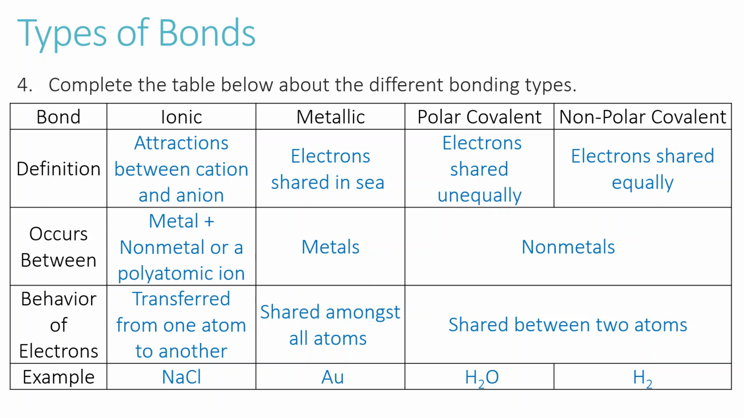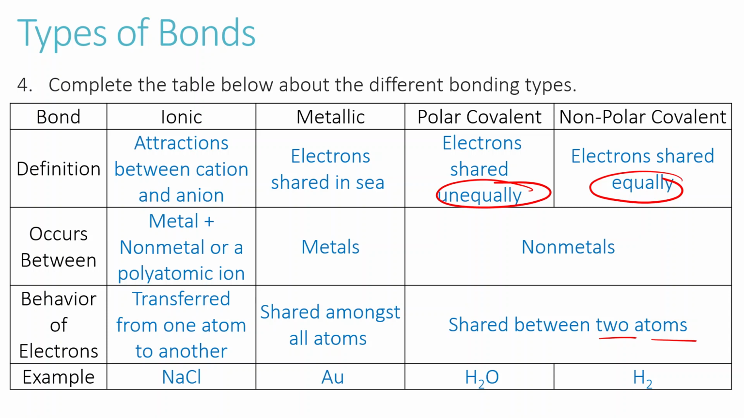Metallic bonds occur between electrons being shared in a sea. So this only happens in metals. And those electrons are going to be shared amongst all of the metal atoms. And this is what we would see in any of our metallic elements like gold, Au. For polar and nonpolar covalent, both of them involve sharing electrons between only 2 atoms, but that sharing could be equal in the case of nonpolar or unequal in the case of polar.